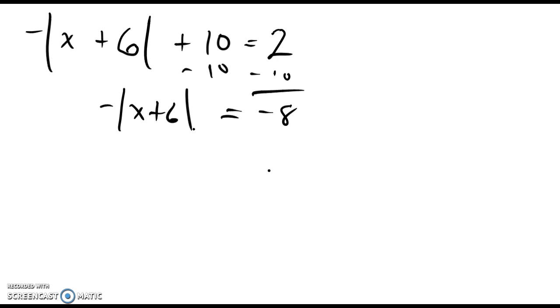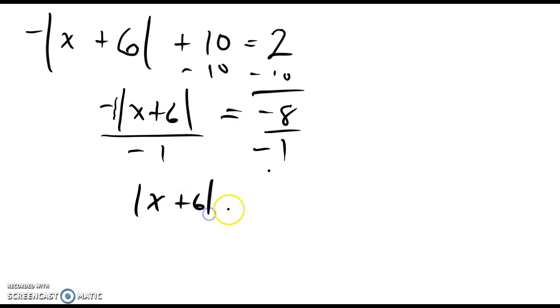You might be thinking right now, well, that's a no solution, but that's not the case with this particular one. Remember, there's an invisible 1 there, and it's a negative 1. We're going to divide negative 1 on both sides. And we wind up with the absolute value of x plus 6 is equal to positive 8, and now we're going to solve it twice.